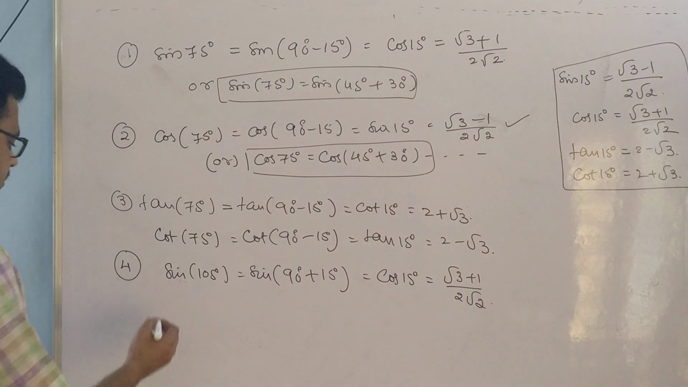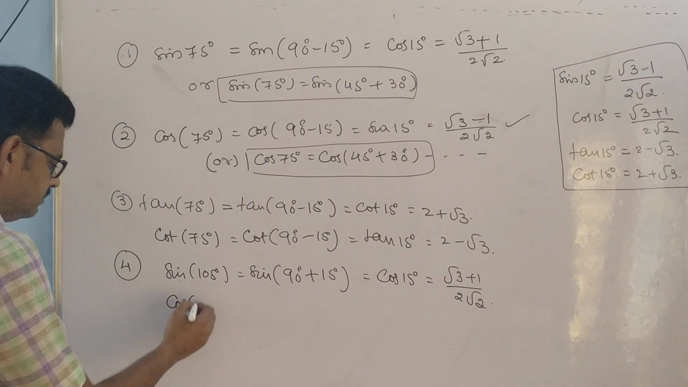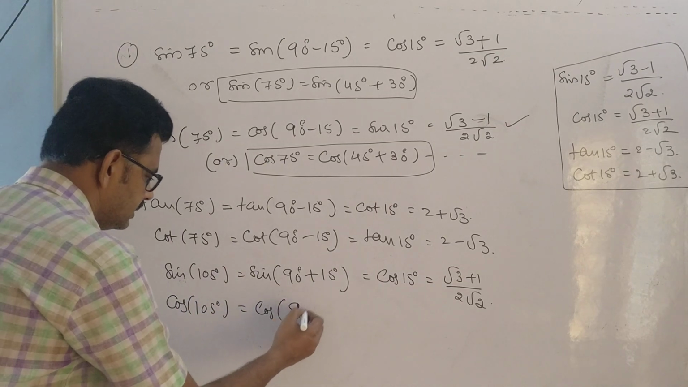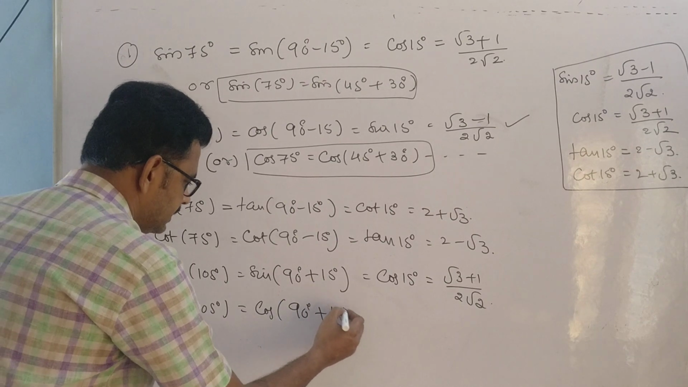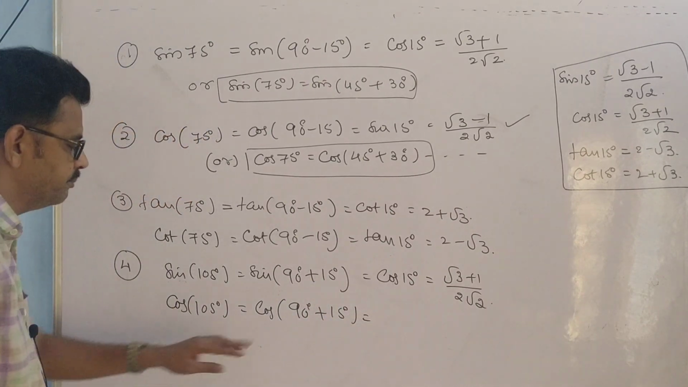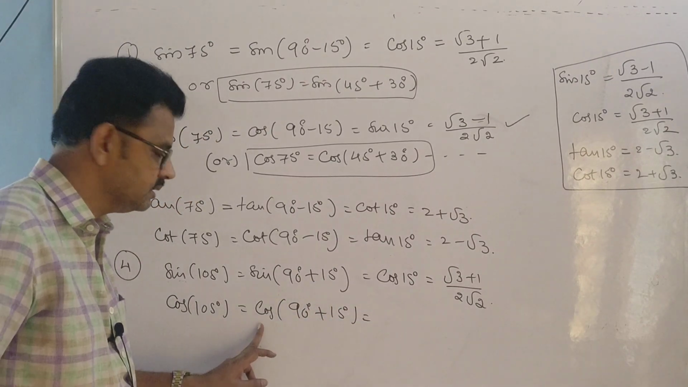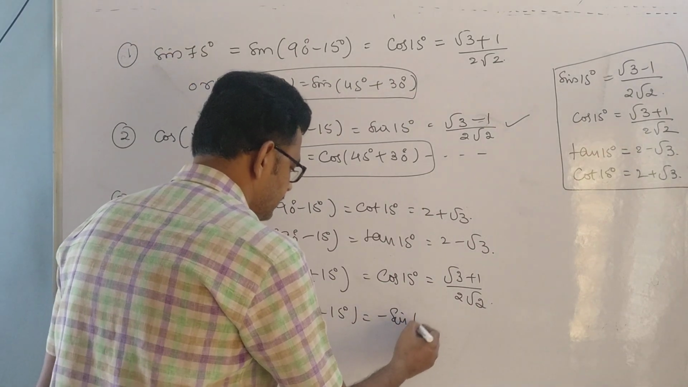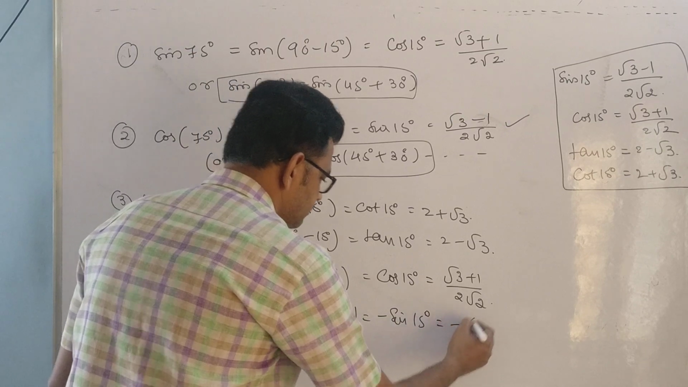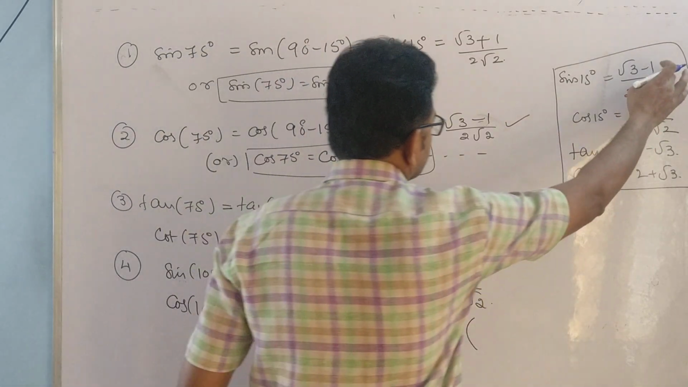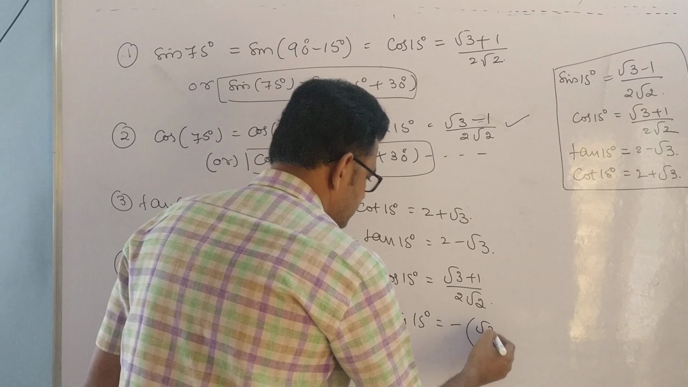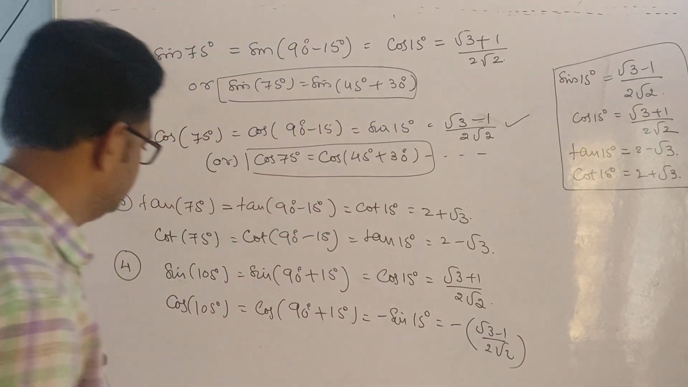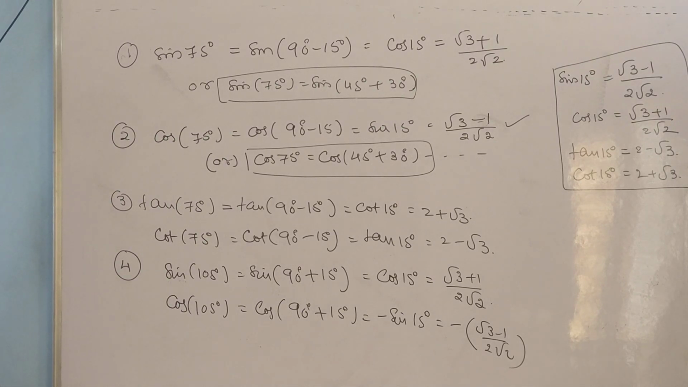Next, this is cos of 105 degrees. This is cos of 90 degrees plus 15 degrees. 90 plus theta, second quadrant, cos is negative. So this is minus sin 15 degrees, minus of sin 15. So this is (root 3 minus 1) by 2 root 2.